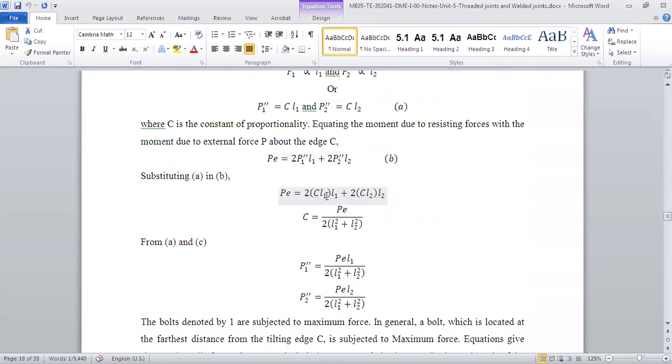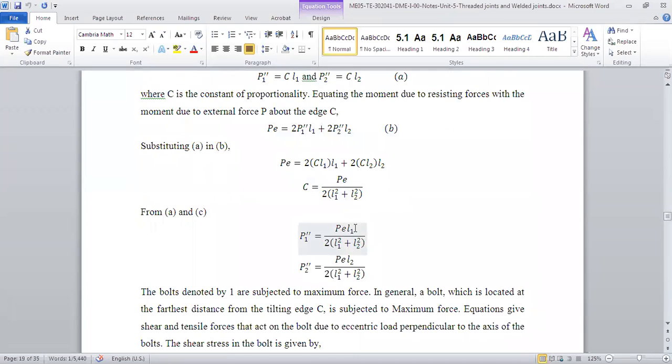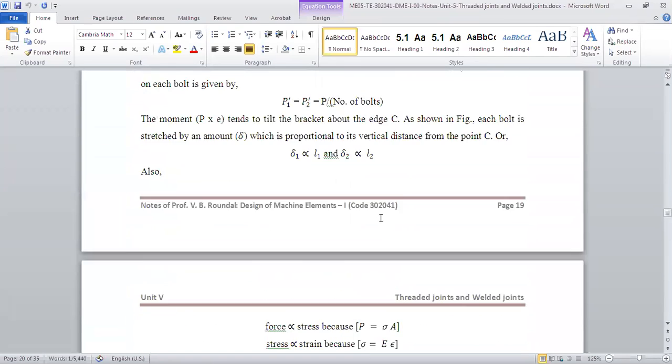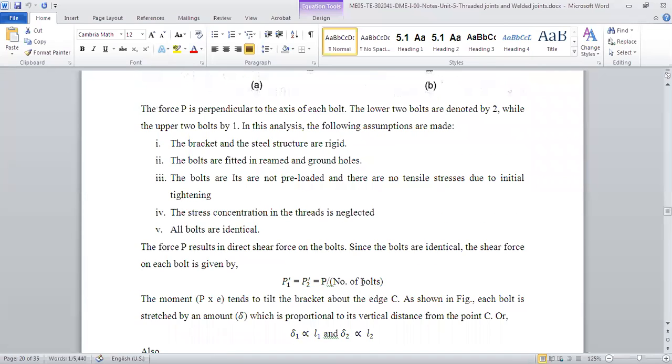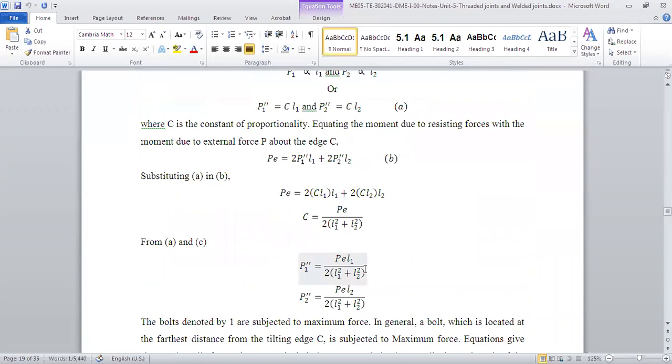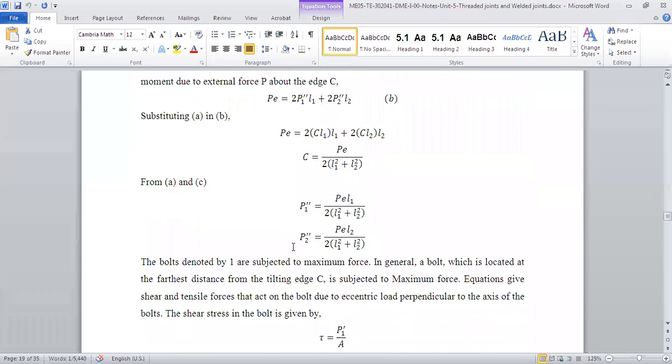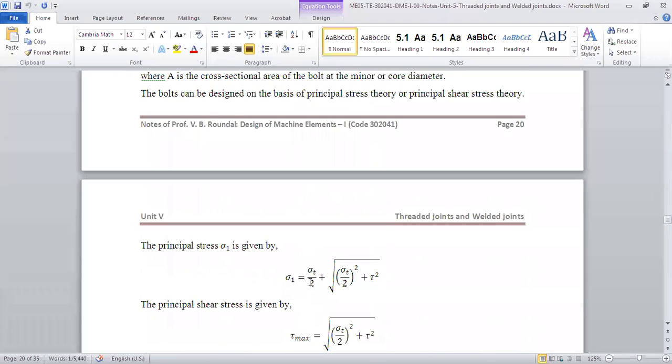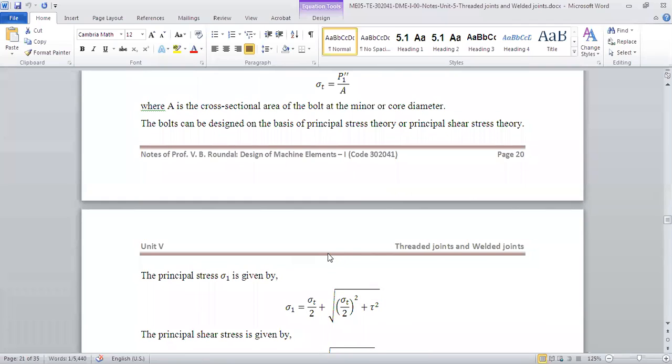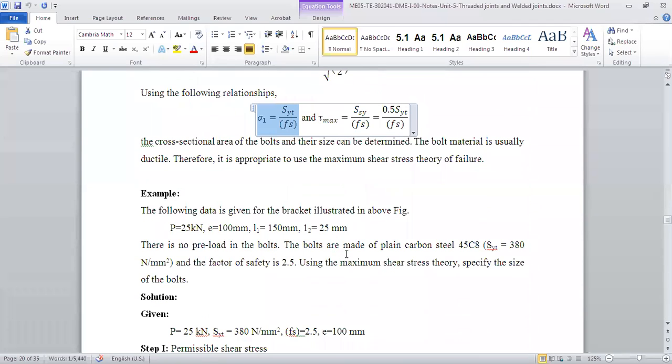In that case, P1 double dash is equal to P E L1 upon 2 (L1 square plus L2 square), and P1 single dash will be P upon number of bolts. Okay, but in that case we'll have the total as P1 double dash plus P1 single dash. Okay, clear? Any doubt? Or I can go ahead with my numerical.